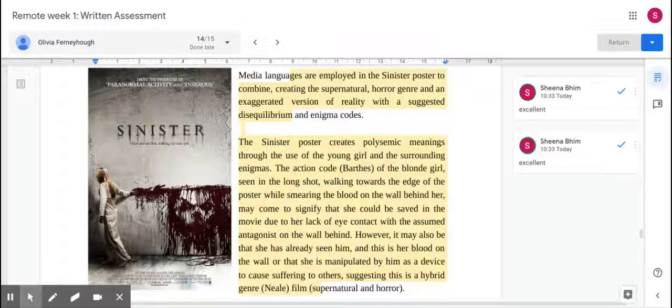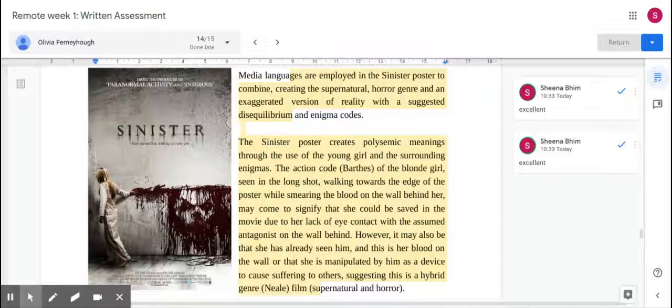Next, we say the Sinister poster creates polysemic meanings through the use of the young girl and surrounding enigmas. So polysemy is another of our media language terms. It's another term from, I think, Barthes. Polysemy, as you know, just means something has more than one meaning. So we talk about the young girl and surrounding enigmas, the action code of the blonde girl seen in the long shot. So we pick out a point of the mise-en-scène and we talk about the camera work, walking towards the edge of the poster while appearing to smear the blood on the wall behind her.